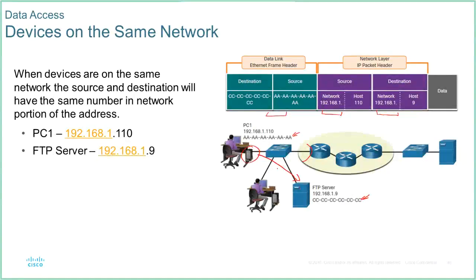Okay, so this is where this framing convention addressing comes into play. It tells the FTP server to pick up the frame because it is CCC. It'll then pass up the packet to the network layer. It will check the IP addresses and say, yes, I am 192.168.1.9, and I will action the data.